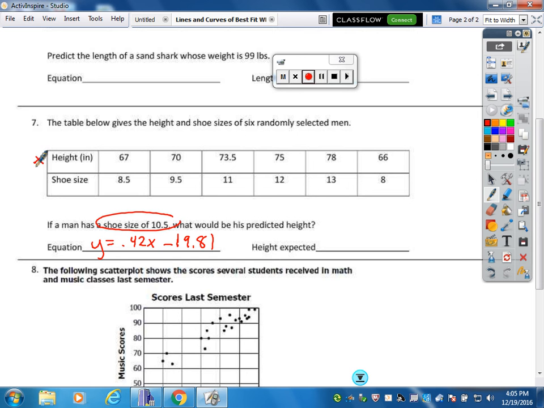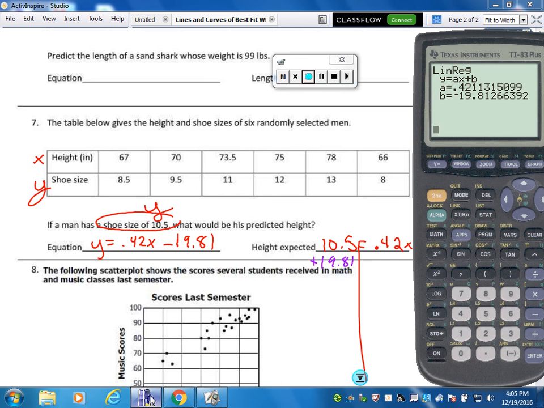Our height is the first one, our shoe size is the second one, so I know the y value again. So what do we need to do here? We plug in that our y is that 10.5, and we solve it for x, which will tell us the height of this guy right here. So, two-step equation, we get to add our 19.81, and then we will divide by that 0.42.